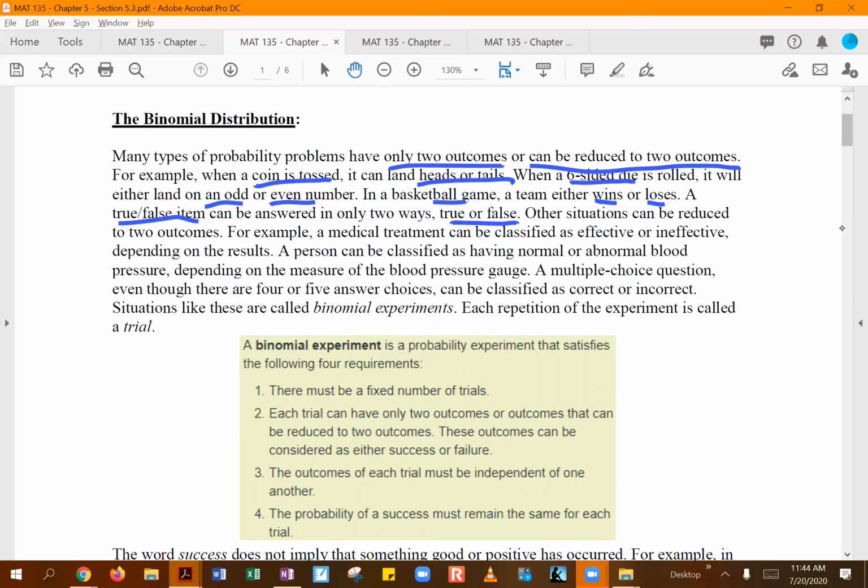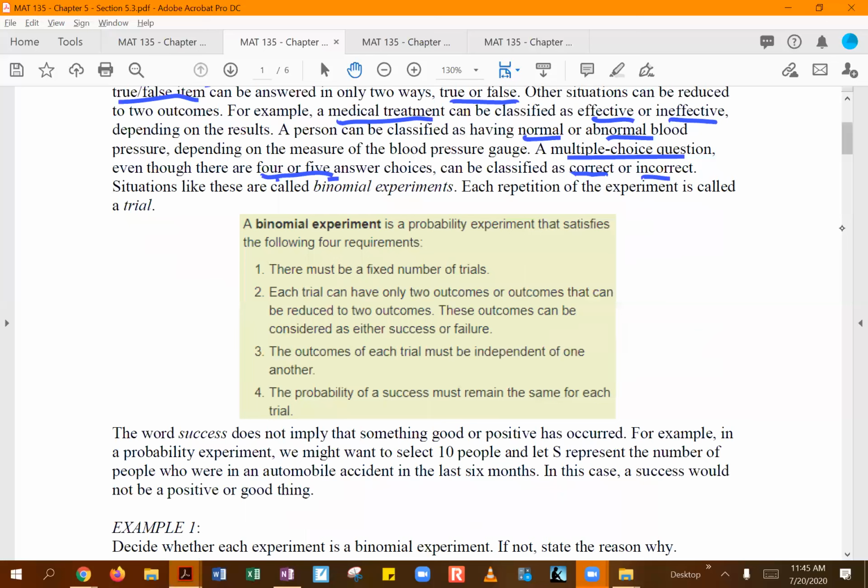Other examples they're talking about here, you can think of a medical treatment: either it's effective or it's ineffective. A person can be classified as having normal or abnormal blood pressure. They're also talking about multiple choice questions. If you have a multiple choice question which has 4 or 5 choices, you can break it down into whether they got the correct choice or the incorrect choice.